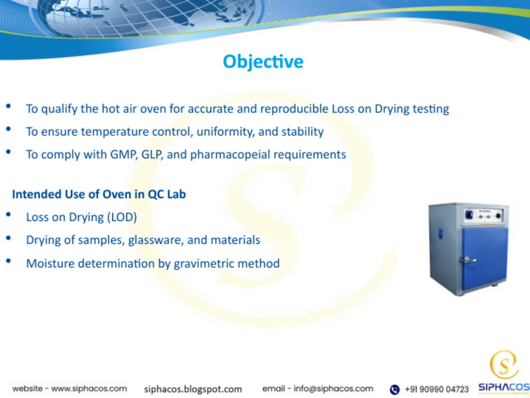Now, let's also touch on the intended use of this oven in our QC laboratory. The oven is primarily used for loss on drying, or LOD testing. This involves drying samples, glassware, and other materials to measure moisture content accurately. Moisture determination by gravimetric method is a key application here. By removing moisture and weighing the samples before and after drying, we can precisely calculate how much water was present. This process is fundamental for ensuring the quality and stability of our products.